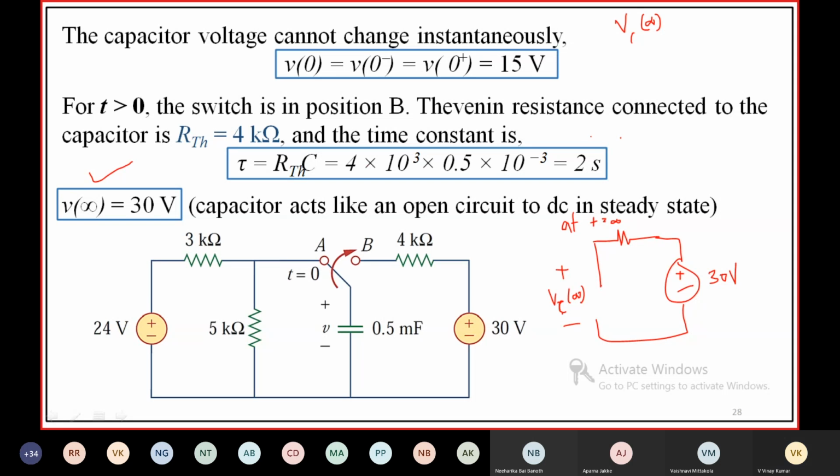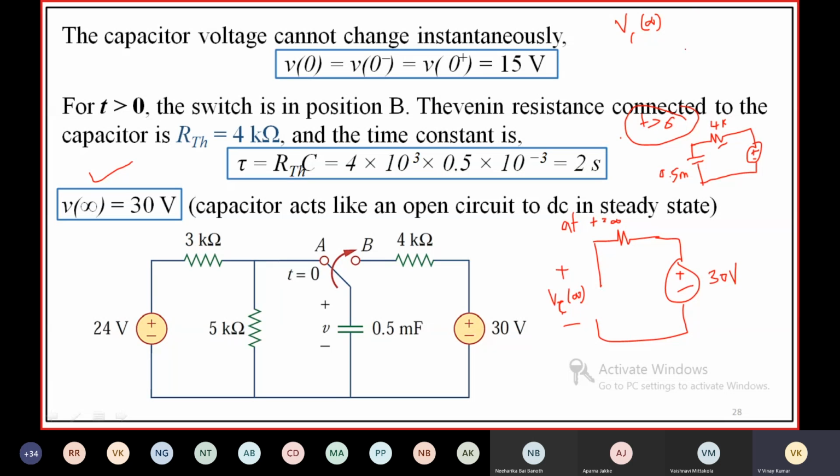Now for T greater than 0, you have to find the time constant. For T greater than 0, the circuit will be like this. The capacitor is 0.5 millifarad and this is 4 kilo ohm. So simply tau is equal to RTH into C. Here we have only one resistance.